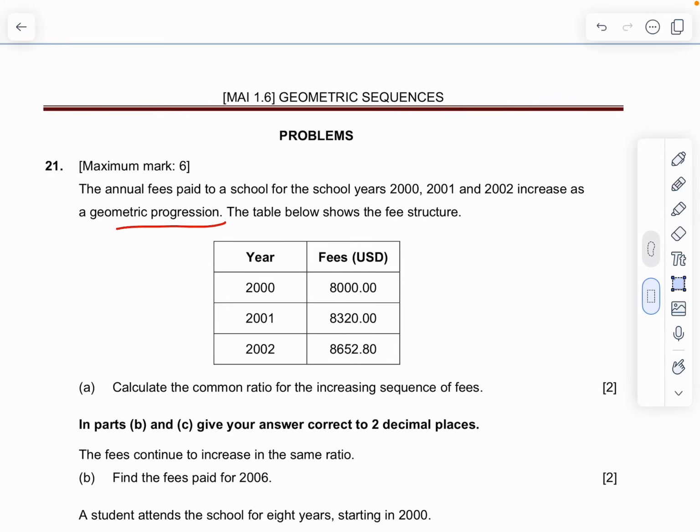Welcome. This is part 2 of the video on geometric sequences for IBDP. In part 1 we went through questions 1 to 20. Now in part 2, questions 21 to 30.